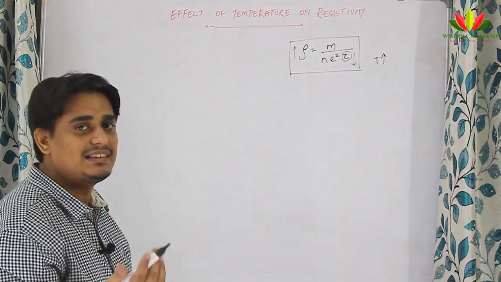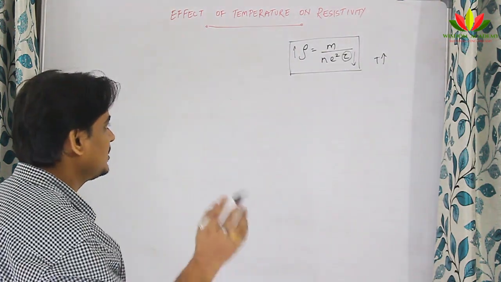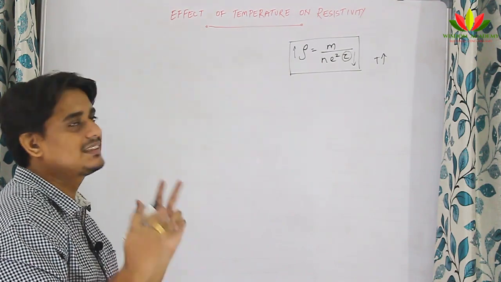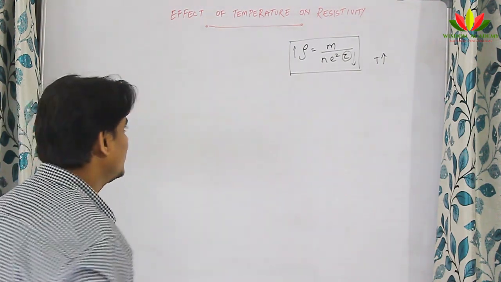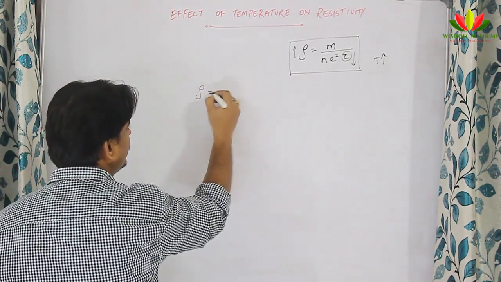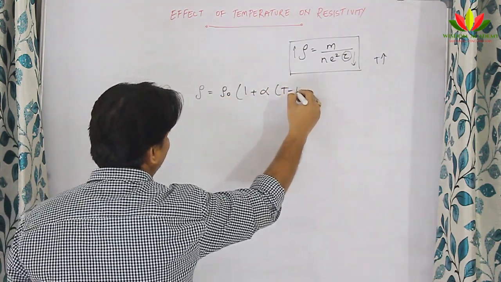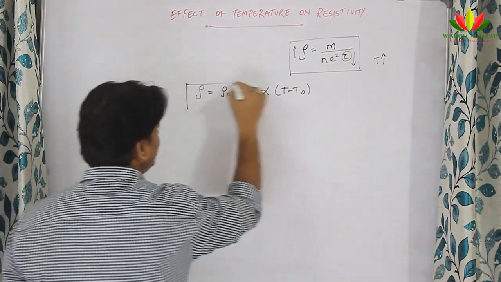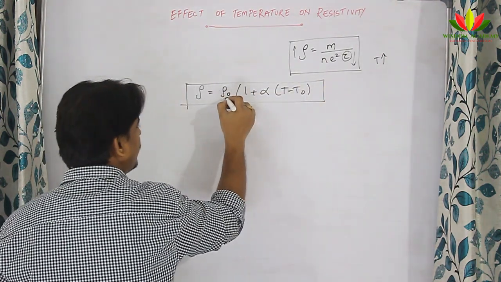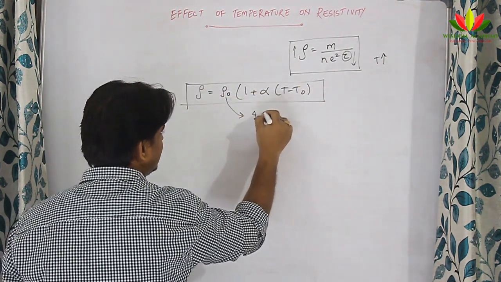Then how much does it increase? There is a formula for that, which relates this resistivity increase with the temperature change, and that is rho is equal to rho naught into 1 plus alpha into T minus T naught. So, I will tell you what this relation is, where rho naught is the resistivity at the initial temperature.